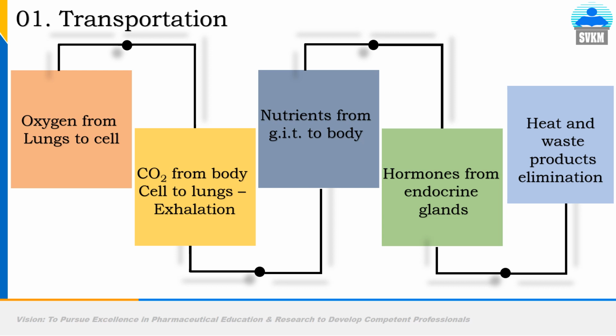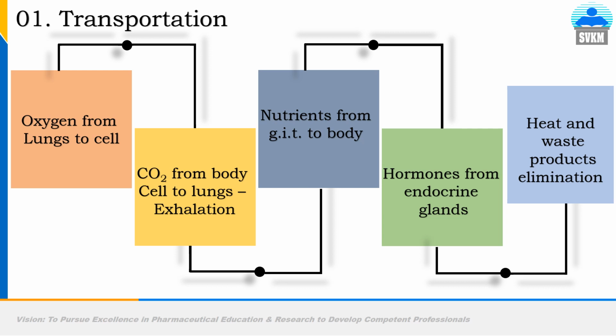And second point, whatever waste products are generated inside the body are eliminated through excretory organs, for example the kidney, and for example your GIT system through the bile duct and through the anus, the waste products are eliminated.